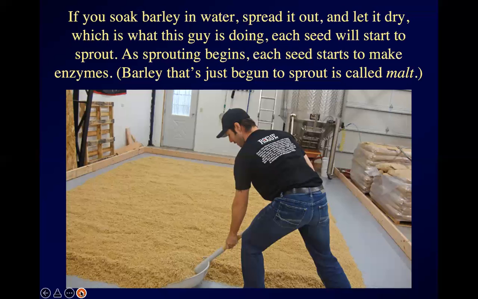And if you do that, every seed begins sprouting. And right as sprouting begins, every seed begins to make enzymes. Enzymes that will break down the starch and turn it into sugar. And by the way, barley that has just begun to sprout and has just begun to break down its starch and turn it into sugar is called malt. So this gentleman right here is making malt. He is a maltster. That's his title.